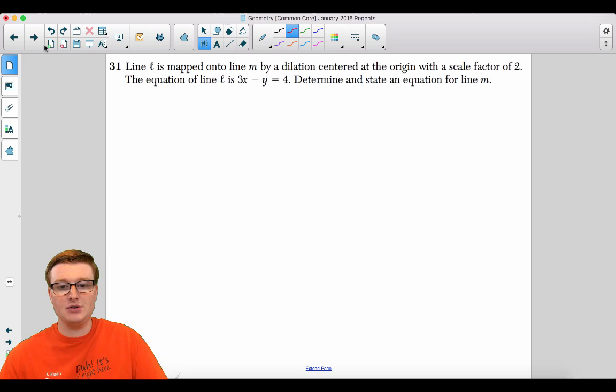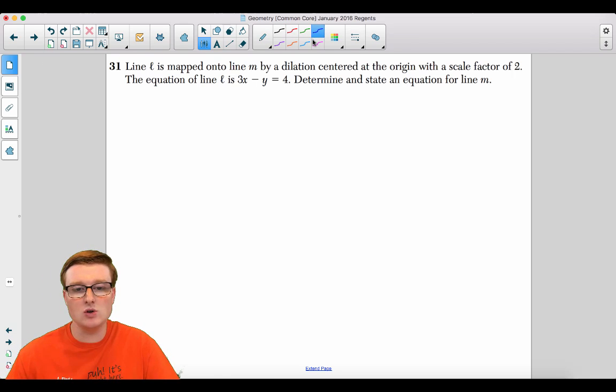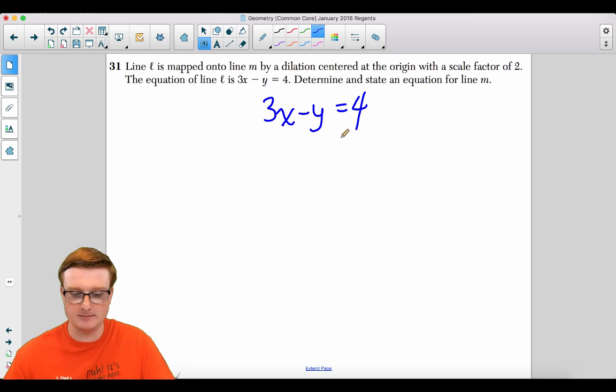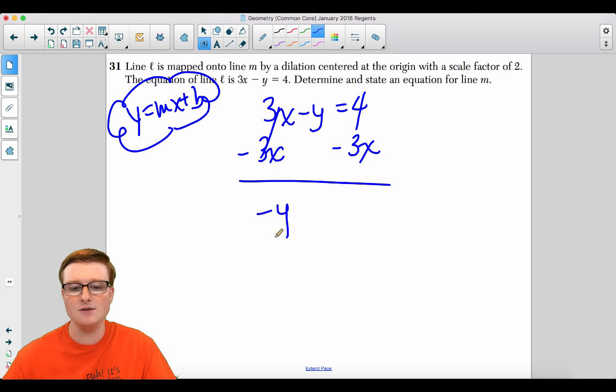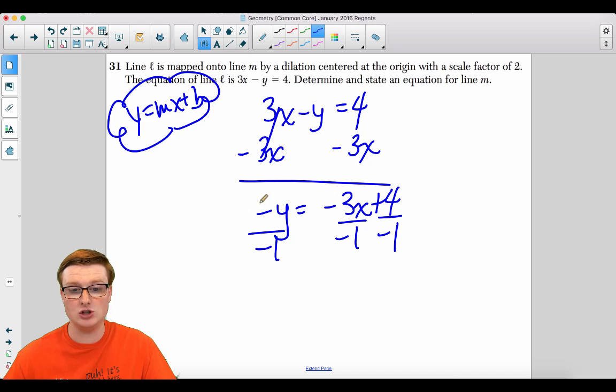Okay, number 31. Line L is mapped onto line M by a dilation centered at the origin with a scale factor of 2. The equation of line L is 3x minus y equals 4. Determine and state an equation for line M. So here we have 3x minus y is equal to 4. Real quick, I just want to put this in y equals mx plus b form first. Okay? So I'm going to subtract the 3x on both sides. I get negative y is equal to negative 3x plus 4. And then I'm going to divide by the negative 1 on each side. So I get y is equal to positive 3x minus 4.